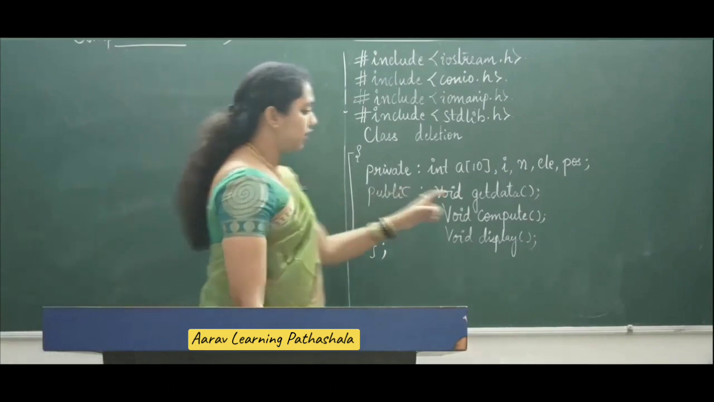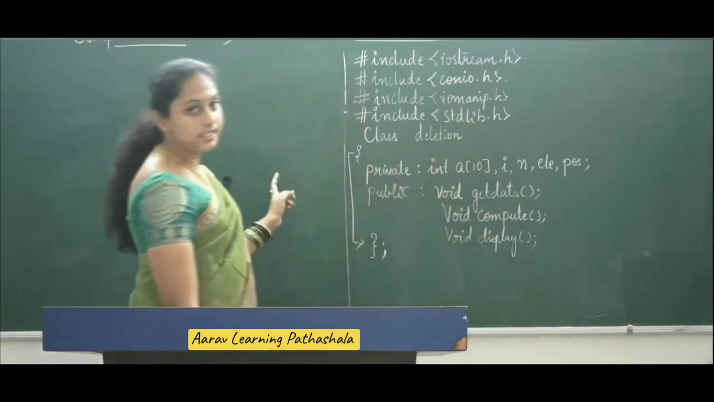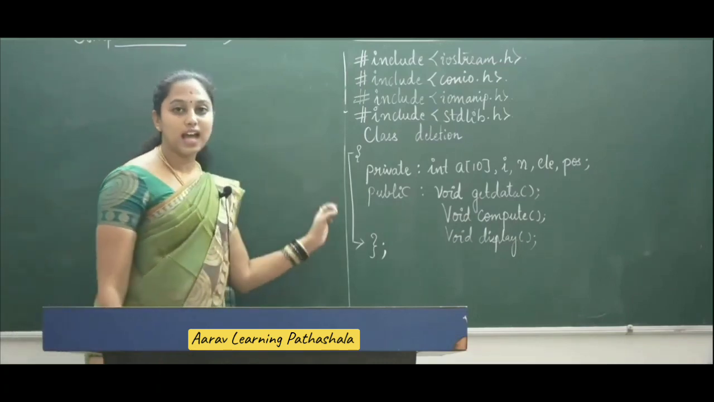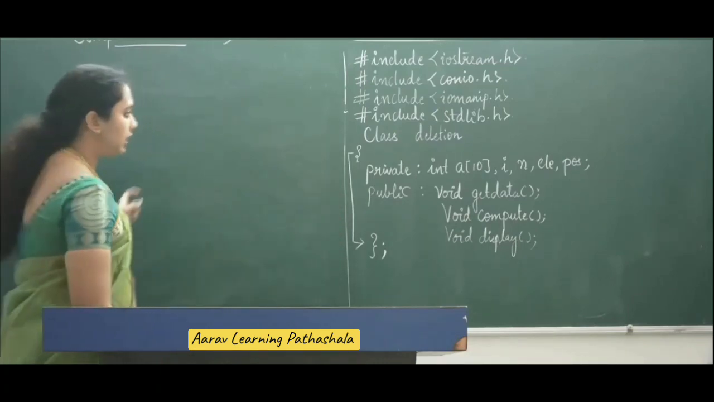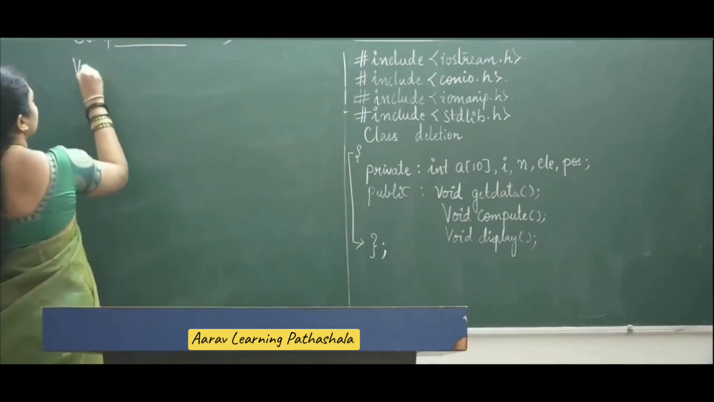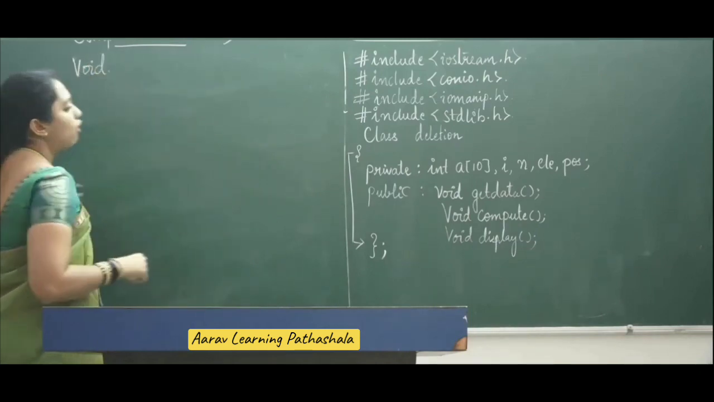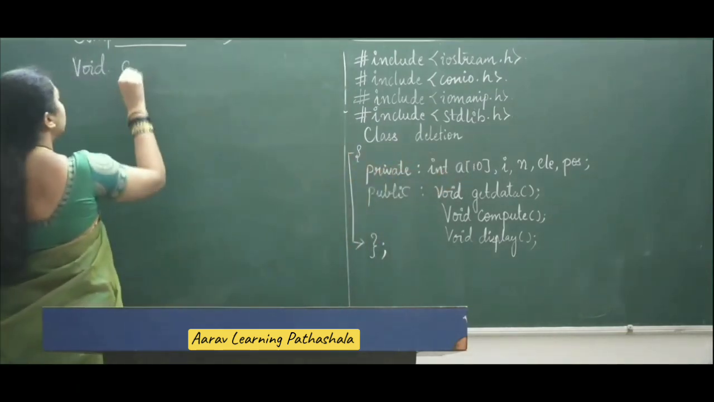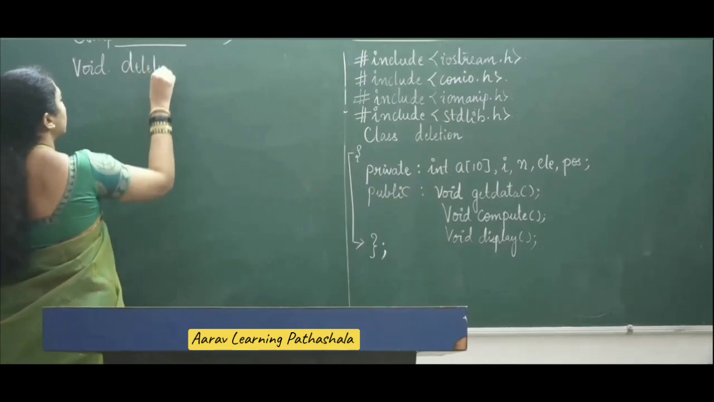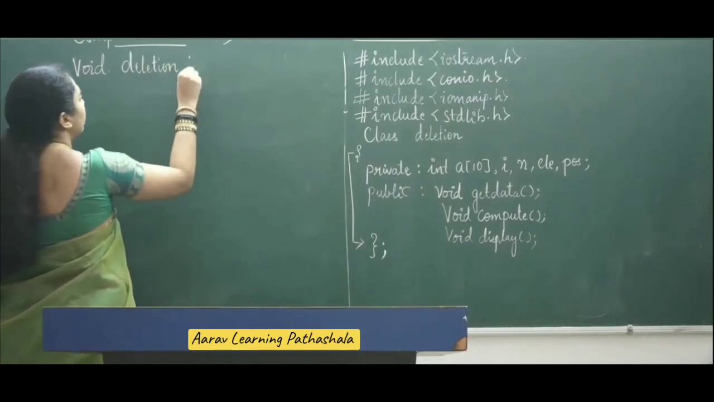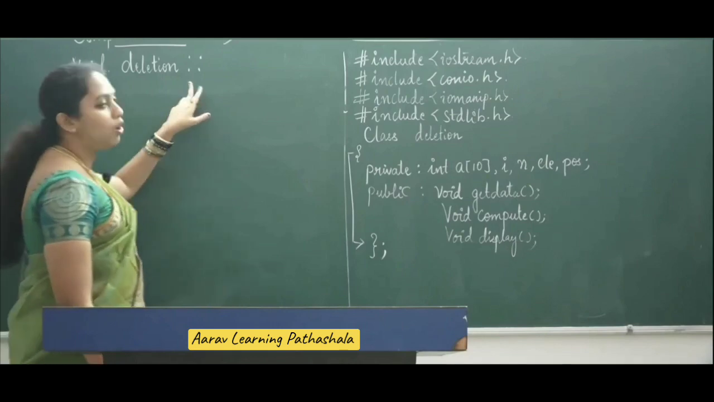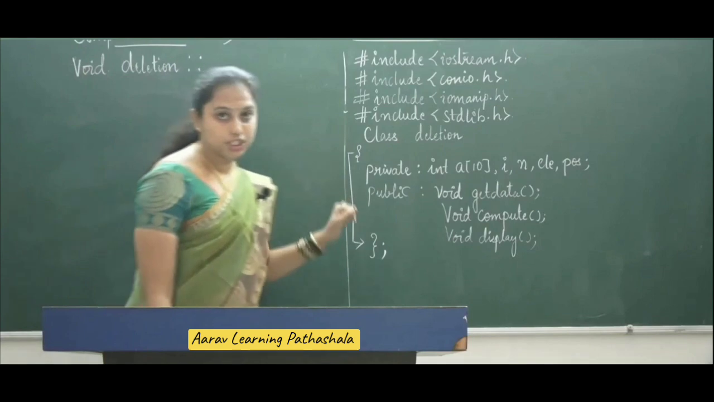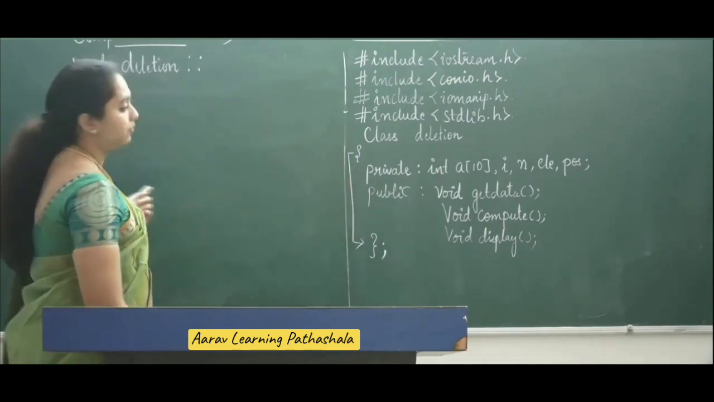Now I am defining the function outside the class. So for that we have to mention the class name. First we have to mention the return type. So what is the return type? The return type is void followed by the class name. What is the class name? The class name is deletion, followed by a scope resolution operator. It is used because we are defining the function outside the class.